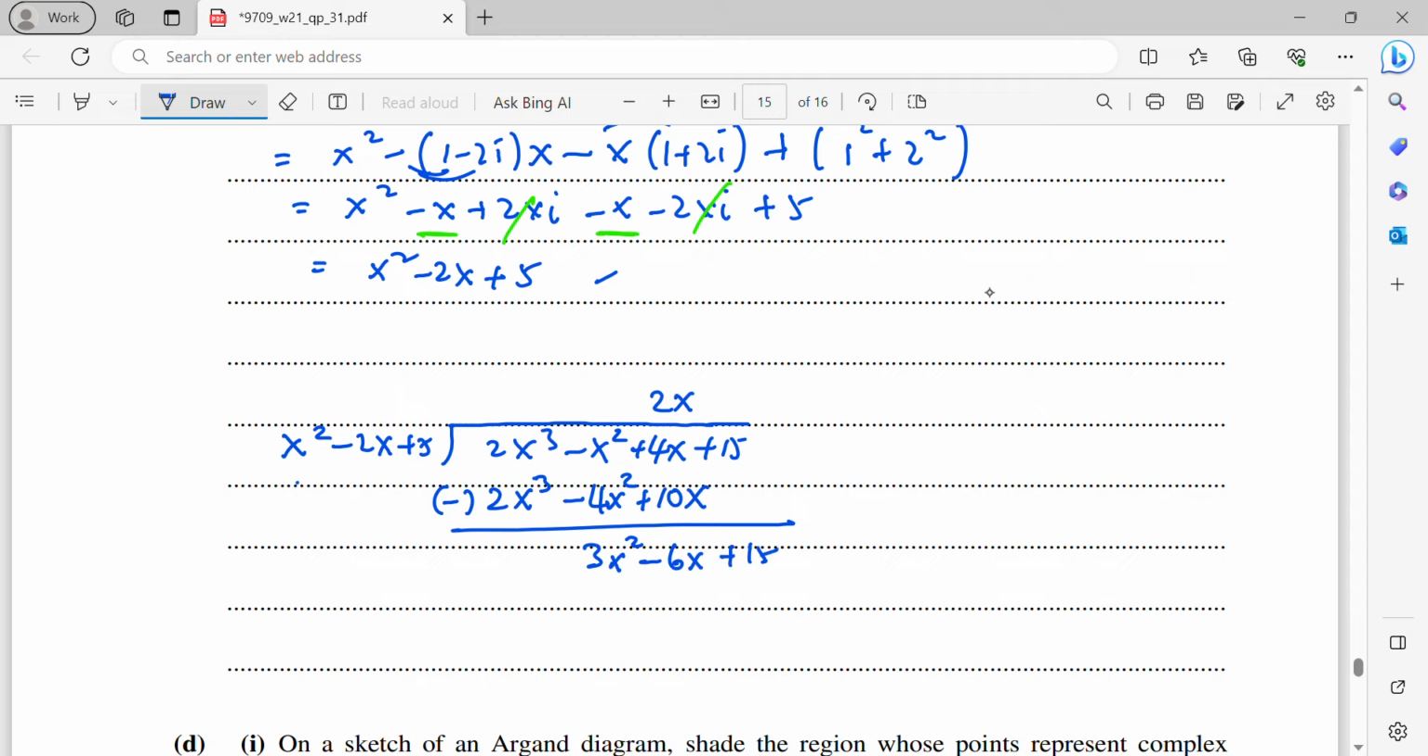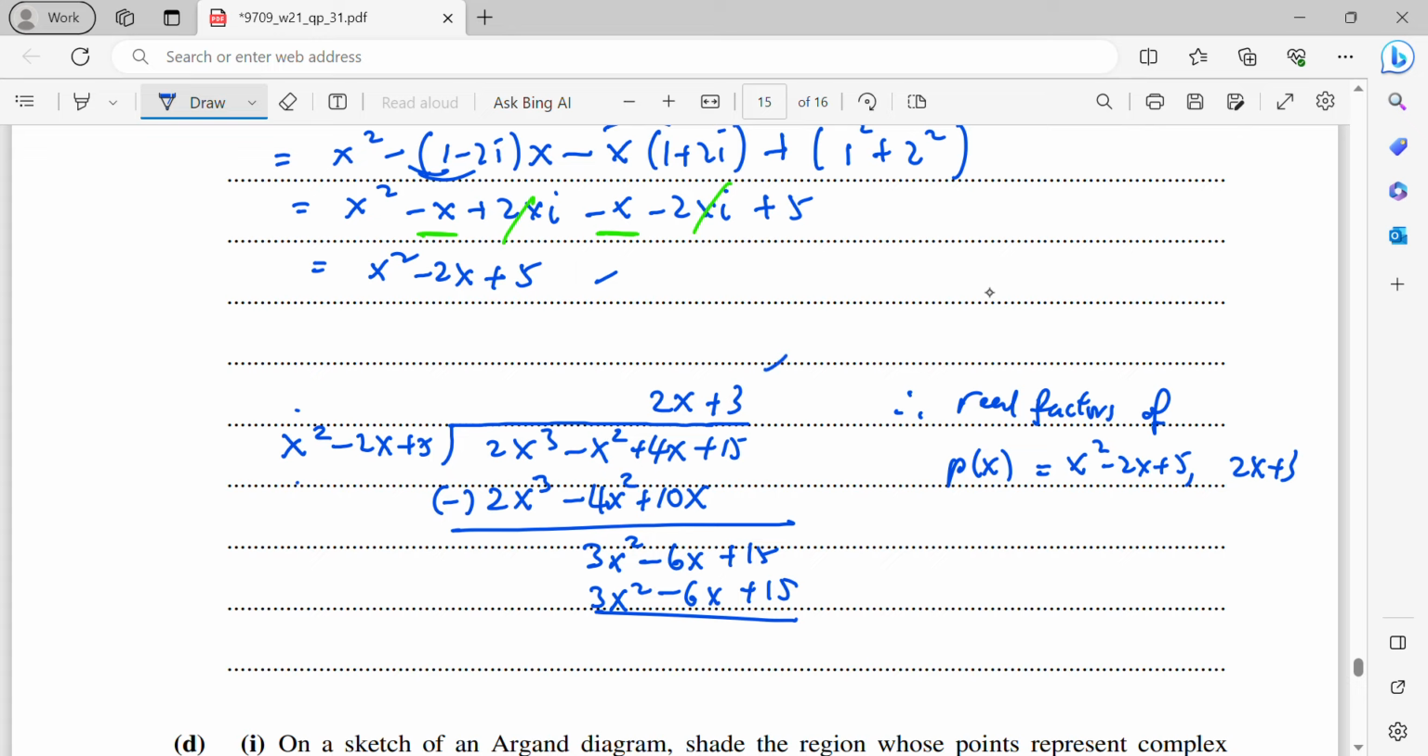And then now to get 3x squared from x squared, you need to times with plus 3. So I will get 3x squared, then minus 6x plus 15. Therefore, the real factors of p(x) will be x squared minus 2x plus 5 and also 2x plus 3. So these two are the real factors.